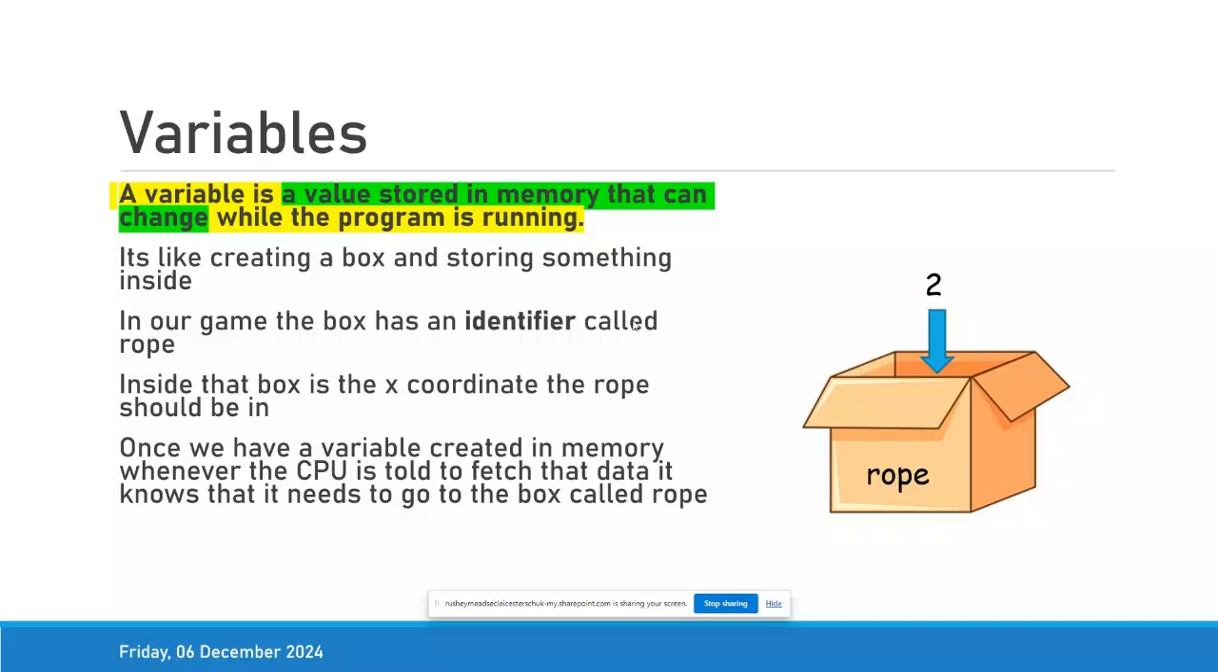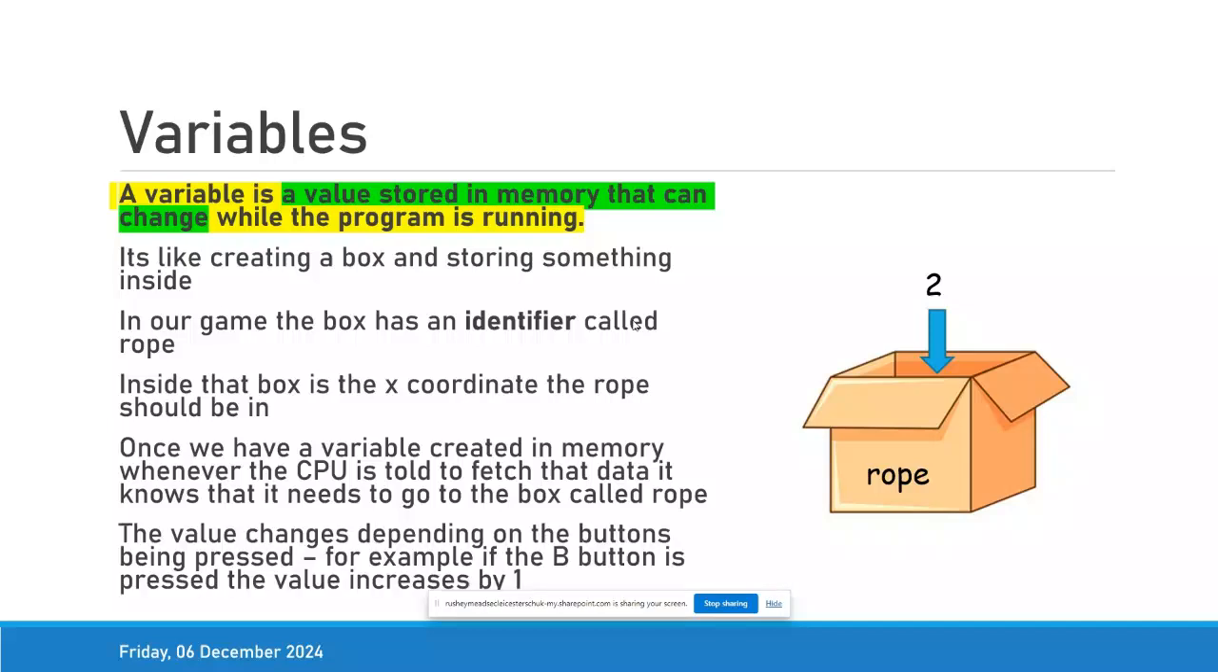So once we have a variable created in memory, whenever the CPU is told to fetch that data, it knows where it needs to go. And it goes to that box called rope and then just picks out the value that's in it. So currently the value that's in it is the number 2. But the value can change depending on the buttons being pressed.